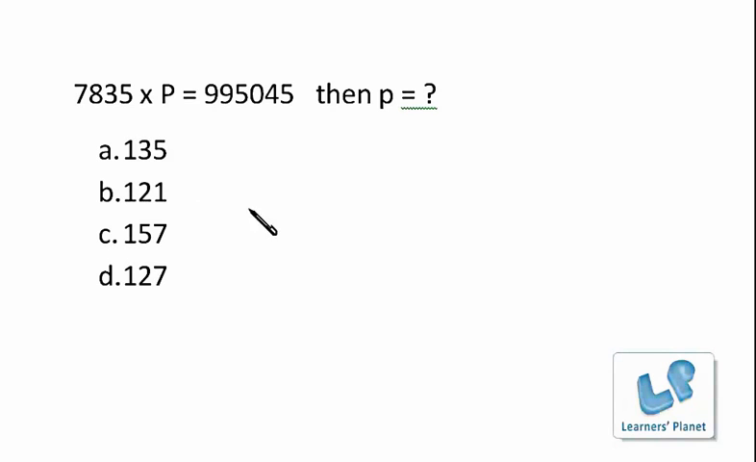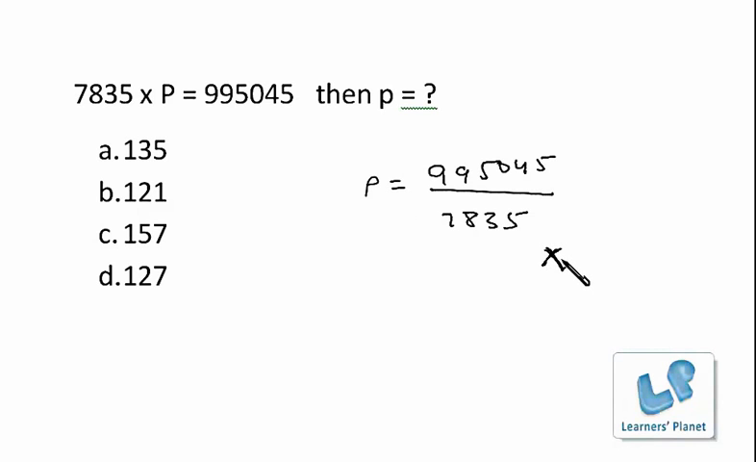Now let's see this problem. 7835 into P gives 995045. Then we have to find out the value of P. Right, now do not try to get the value of P like this: 995045 divided by 7835, finding the digital root of the numerator and then the digital root of the denominator, and getting the value of P. You cannot do this, right? It will not give you the correct answer.